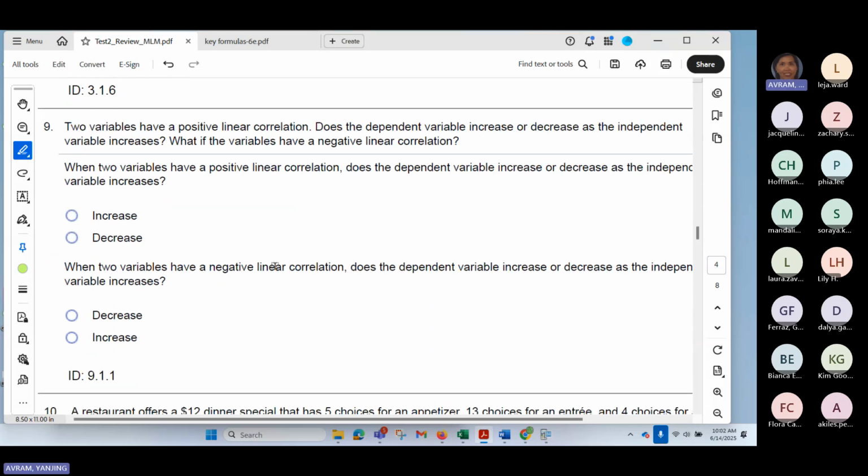Okay, now let's look at this one. I want you to read the question carefully and then choose the correct answer. Two variables have a positive linear regression. So what does a positive linear regression mean? That means it's increasing, basically. Does the dependent variable increase or decrease as the independent variable increases? How about if this one has a negative linear regression?